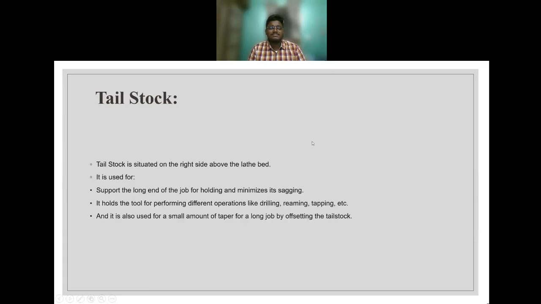The tailstock is situated at the right end of the lathe bed. It is used for long workpieces. If the material is very long, it will be loose at the headstock, so it should be supported so that it does not become loose. So we use the tailstock, which holds the material at a sharp edge. It is used for different operations like drilling, reaming and tapping, and also for small amounts of taper by offsetting the tailstock.